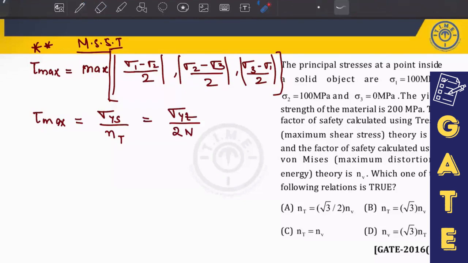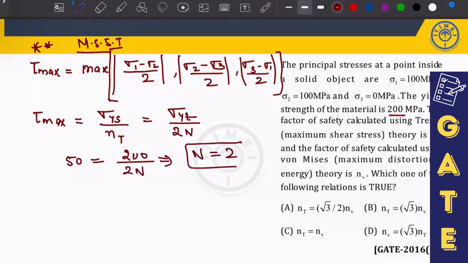Now what is your main aim? To calculate the factor of safety, which is the design stress. So sigma 1 minus sigma 2, 100 minus 100 is 0, and 100 minus 0 divided by 2 is 50. This is again 50. Okay, that means the maximum value is 50. What about sigma yt? They have mentioned it as 200. So 200 divided by 2. From here you will get the n value as 2, small n t, which is Tresca. So you got the value as 2.